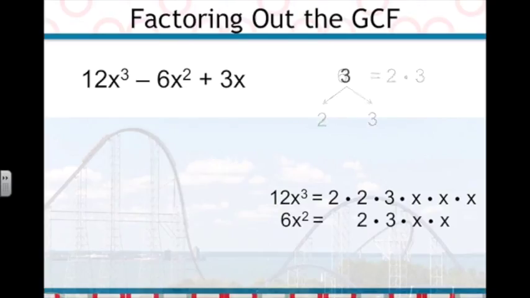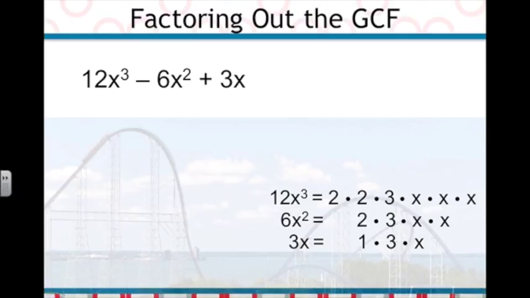The last coefficient is 3, but 3 is prime, so it only factors into 1 and itself. So we can write the third term factored as 1 times 3 times x.